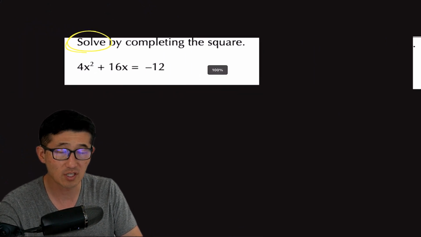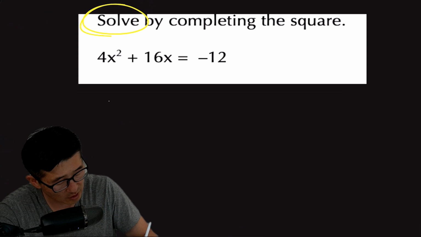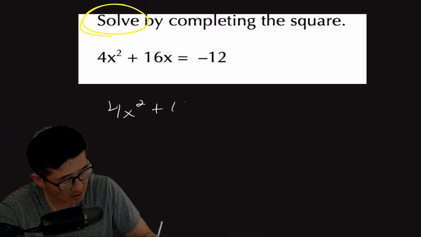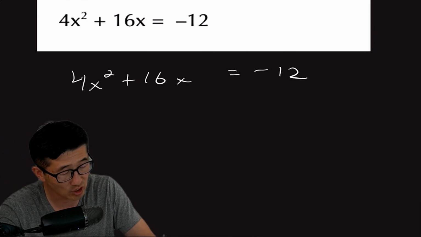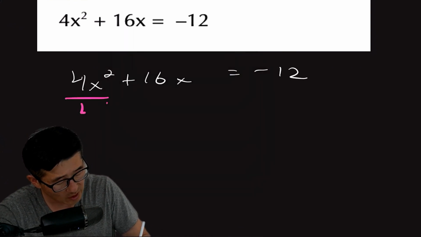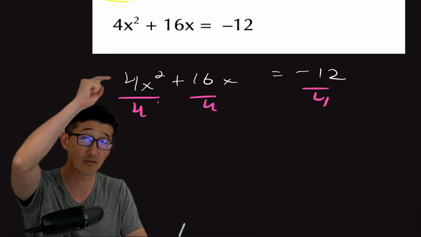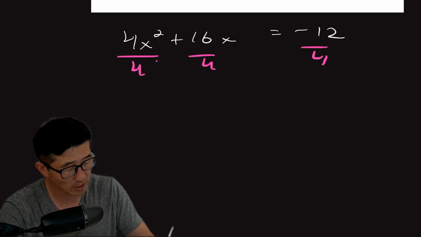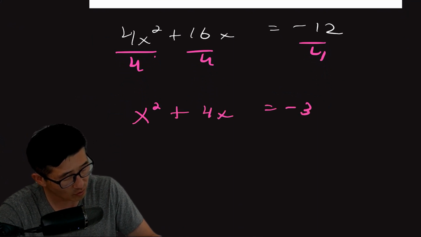Now, I'm going to use both of these and give you an example of how to complete the square. So again, let's start over. 4x squared plus 16x. And I'm just going to leave the 12 on the other side. Now, because it's an equation, what am I going to do first? I'm going to divide everything by 4. Why? I don't want this 4 in front of x squared. So this will become x squared plus 4x equals negative 3.